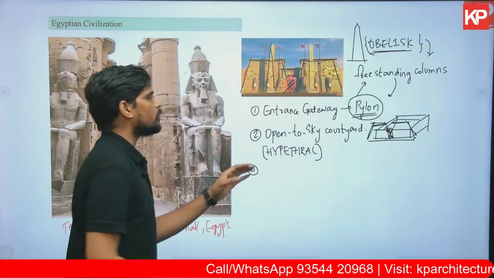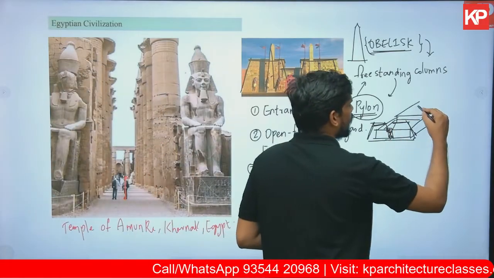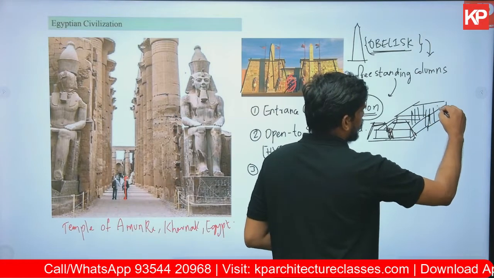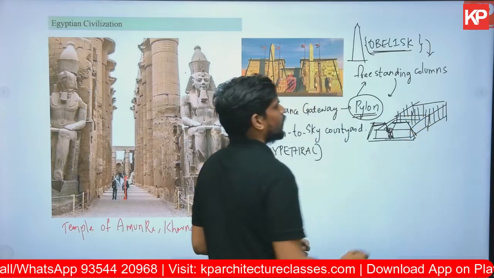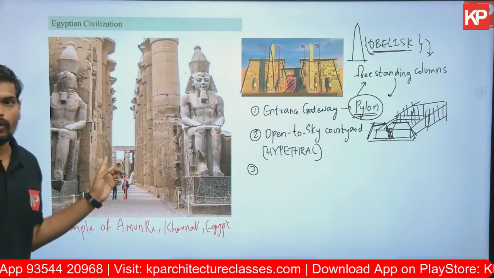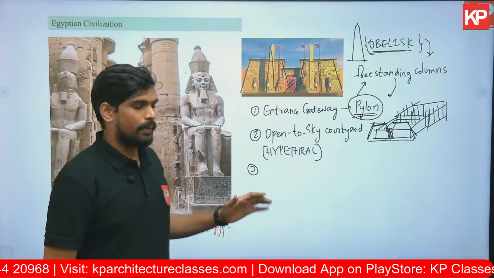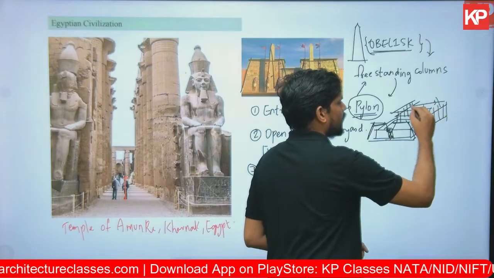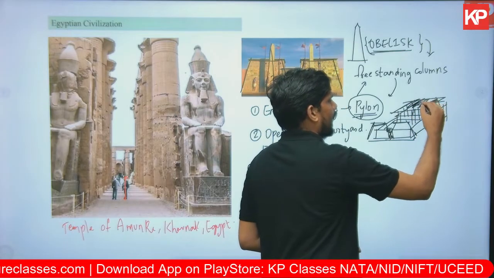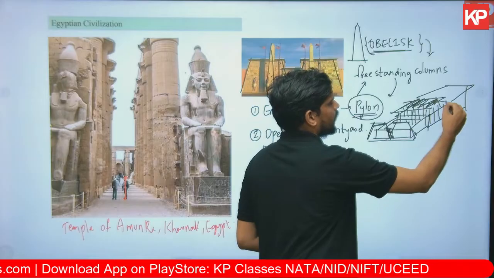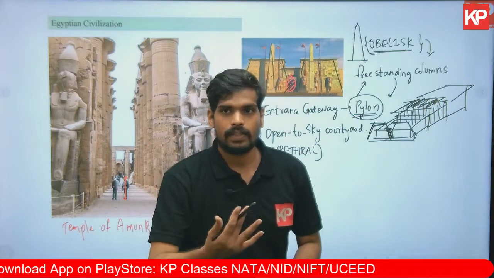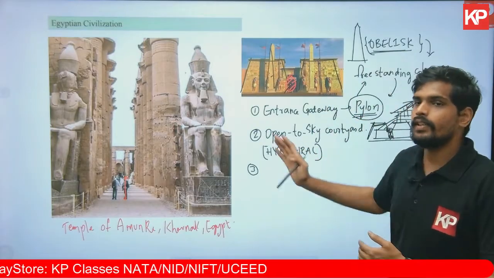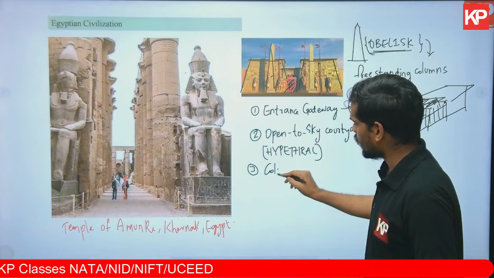Third part, once you move through the open to sky courtyard, is a columned hall. It is a hall filled with columns. You have a lot of columns. This picture is actually that columned hall. So the parts of the temple start with the entrance, then the open to sky courtyard, then this columned space which has a roof covering on the top, and then behind that you have the rooms for the temple service. They are in series, starting with the gateway with obelisk, then the courtyard, then the columned hall.